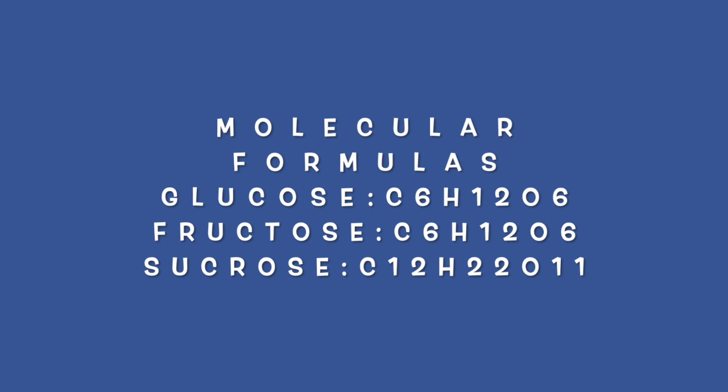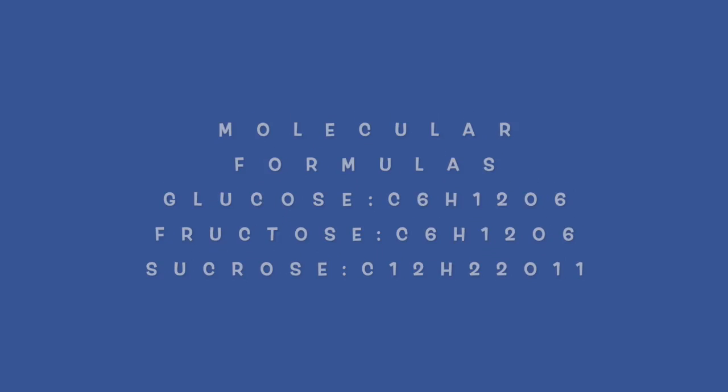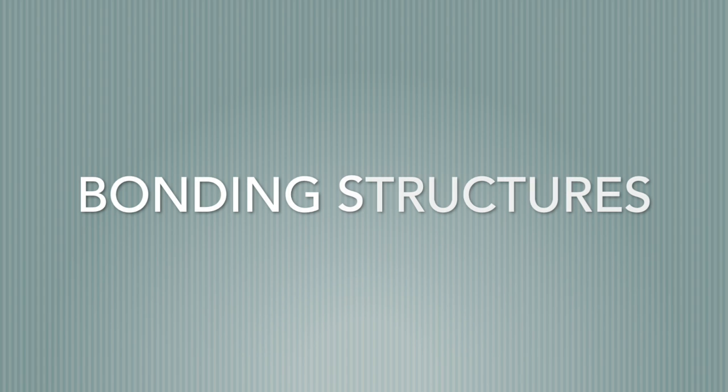For example, glucose is C6H12O6. Fructose is C6H12O6, and sucrose is more than that, so it's C12H22O11. To go into further detail, you would look into their bonding structures.